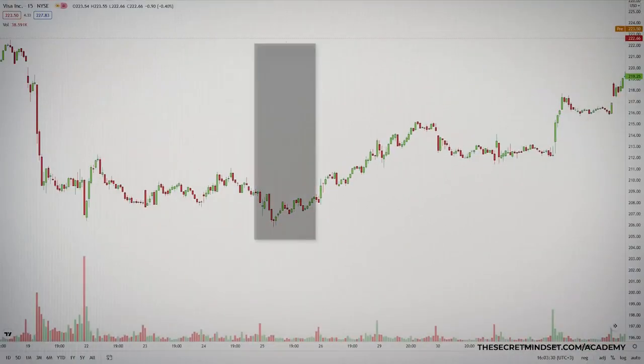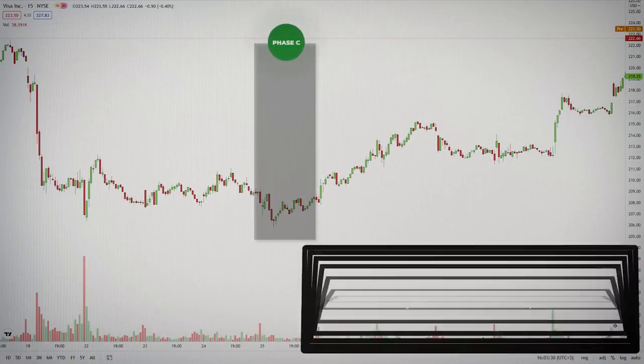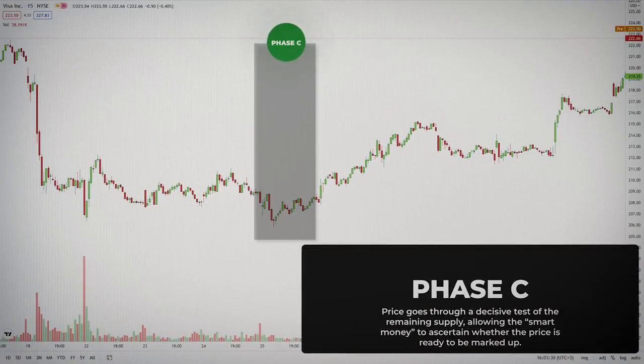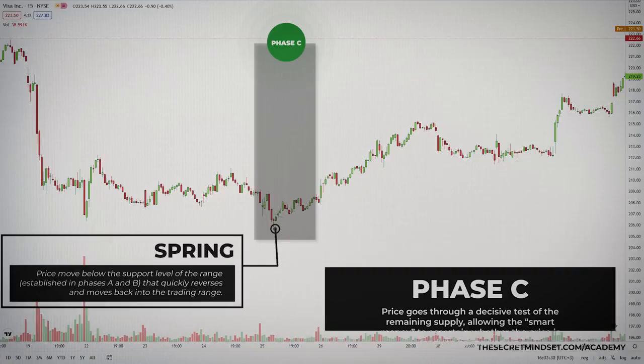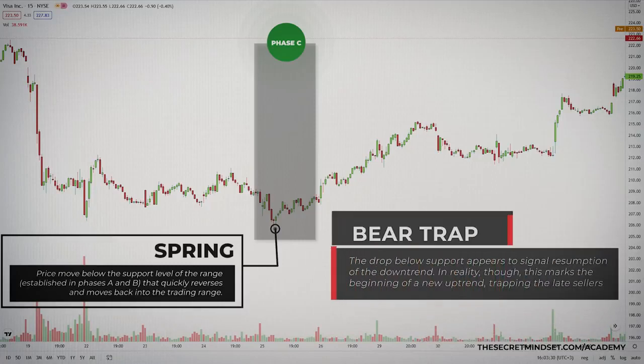In phase C, price goes through a decisive test of the remaining supply, allowing the smart money to ascertain whether the price is ready to be marked up. As I said earlier, a spring is a price move below the support level of the trading range, established in phases A and B, that quickly reverses and moves back into the trading range. It's an example of a bear trap, because the drop below support appears to signal the resumption of the downtrend. In reality, this marks the beginning of a new uptrend, trapping the late sellers.